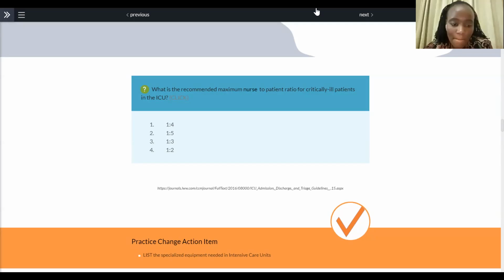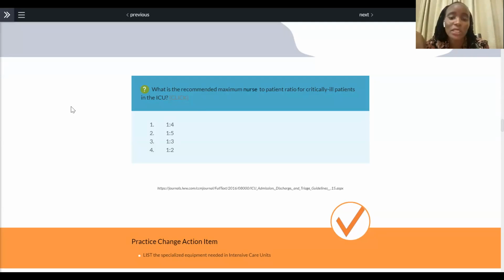Majority, there's some people who are saying 1:4. So what 1:4 means is for every 1 nurse, they attend to 4 patients. That's what the 1 is, the nurse, and the 4 is the patients. But in the ideal ICU, it should be 1:1 or 1:2. So either 1 patient is dedicated to 1 nurse, or in the West, 1 nurse is dedicated to 2 patients. So the 1:2 is the ideal one.